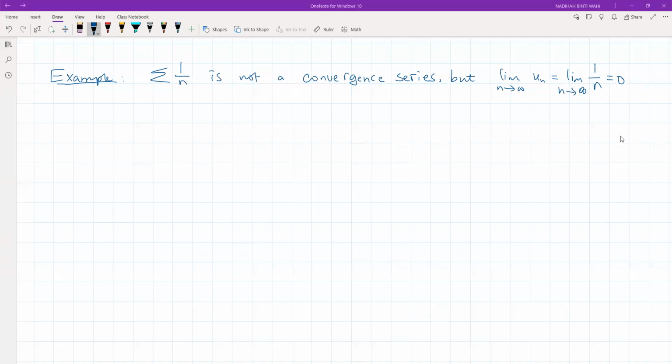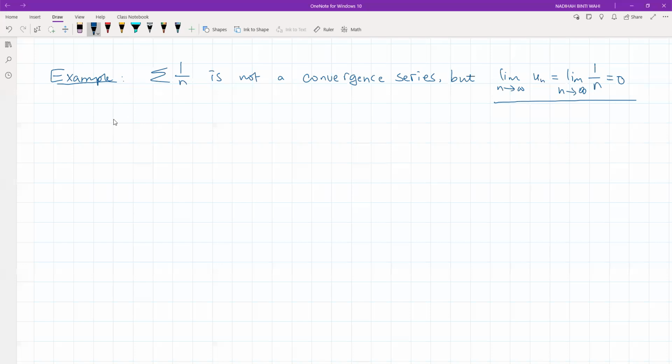So, right. So we have, for example, this one, the limit is 0. But if you check the partial sum of this series, the series actually diverges.